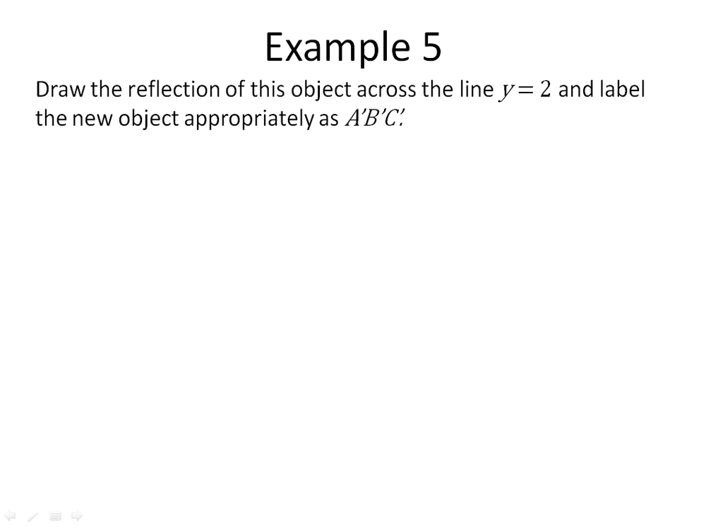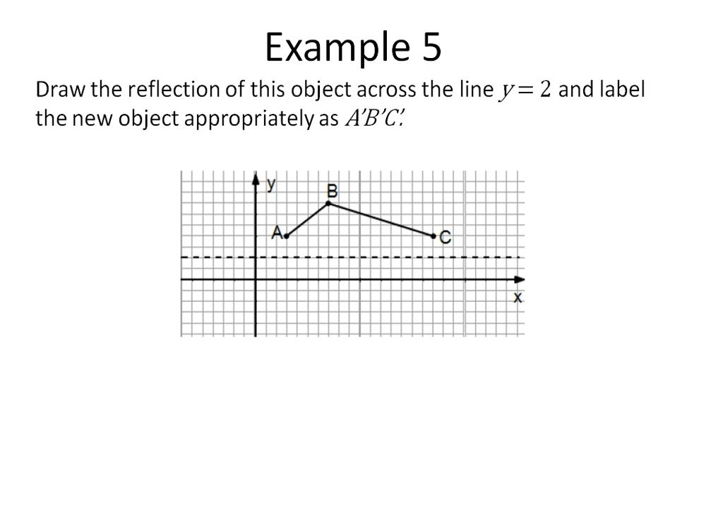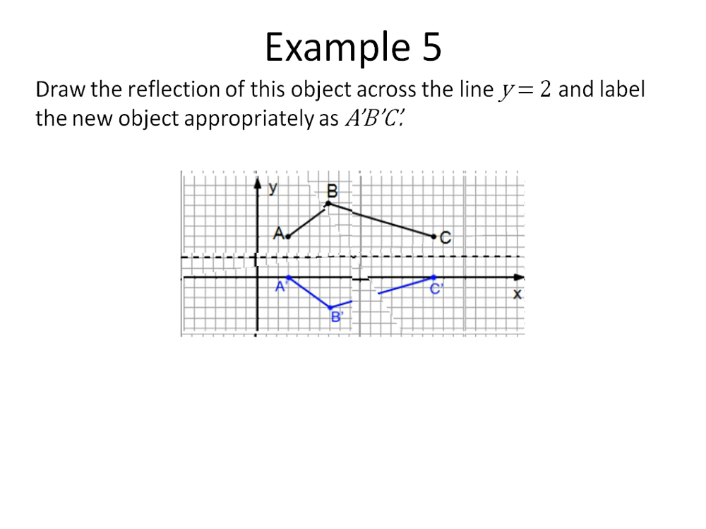Draw the reflection of this object across the line y equals 2 and label the new object appropriately as A prime, B prime, C prime. Our original object looks like this. Y equals 2 is this dotted line going through here, so we have to find how far it is to that line. For C it is 2 units, for A it is 2 units, and for B it looks like 5 units. So we want to go straight down 2 units on the other side for A and C, and straight down from the line 5 units for B. And that will give us this, which is what is called A prime, B prime, C prime.